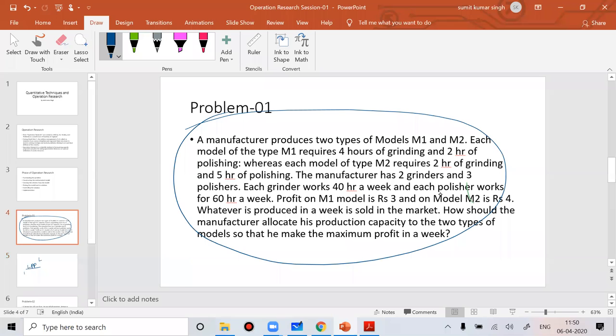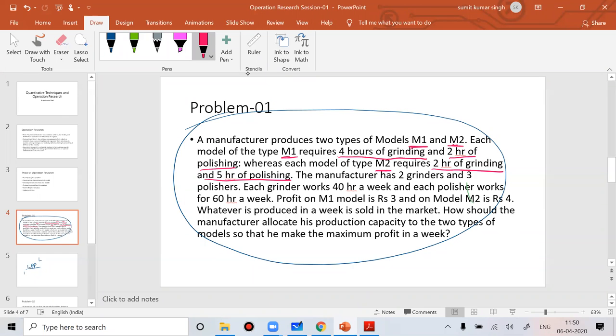So whenever you get a problem like this, suppose this is a problem, you can read it. A manufacturer produces two kinds of models, suppose M1 and M2. Each model of type M1 requires 4 hours of grinding and 2 hours of polishing, whereas each model of type M2 requires 2 hours of grinding and 5 hours of polishing.